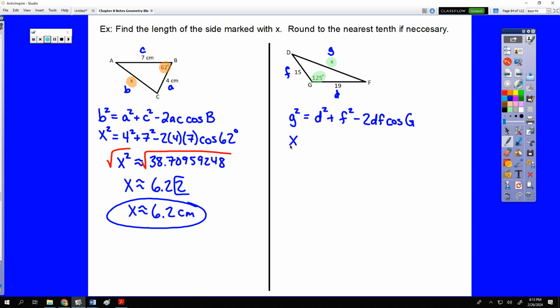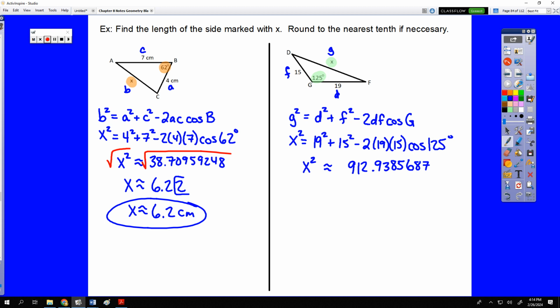So we're looking at x squared equals 19 squared plus 15 squared minus 2 times 19 times 15 times the cosine of 125 degrees. Into the calculator, we feed that. Again, be very careful as you type that in to make sure that you don't type it in incorrectly. Make sure you close your parentheses. You get x squared is approximately 912.9385687. And then we take the square root.